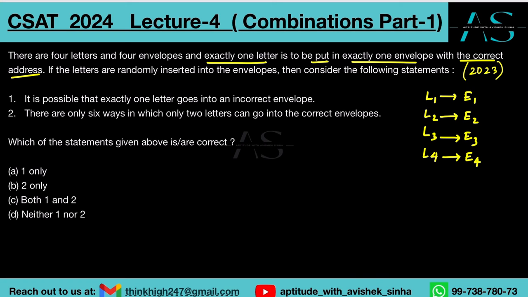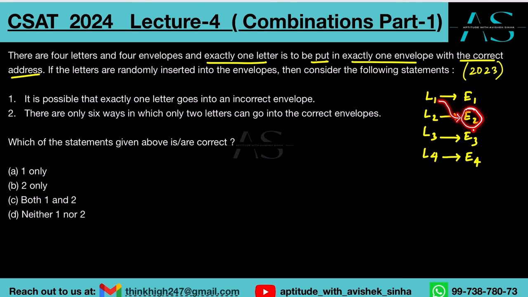Let's try and understand statement number 1. It says, it is possible that exactly one letter goes into an incorrect envelope. Let's assume letter 1 goes into an incorrect envelope. So letter 1 must be going in envelope number 1, but since it is going incorrectly, it can go into either E2, E3 or E4. For our better understanding, let's assume letter 1 goes into E2.